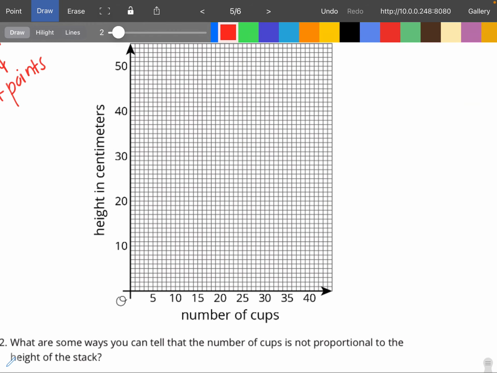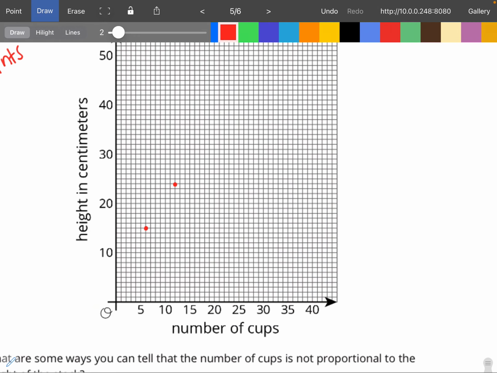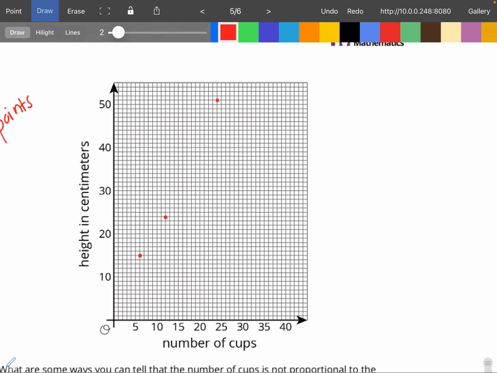Okay, so your graph should look something like this. We know that for 6 cups, we've got 15 centimeters. For 12 cups, we've got 23 centimeters. And we know that to get to 50 centimeters, and again, it's actually 51 centimeters, we needed 23 cups. And so if I go over to 23, and I'll trace up just to about 50 here, and then I can draw a straight line through my points. See if I can get a straight line on the first try. Not the best straight line. It's a little tricky for me on here, but you should have a straight line through your points.